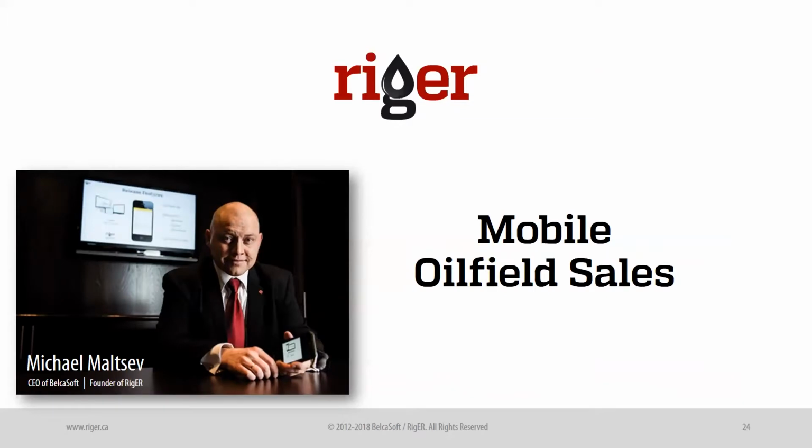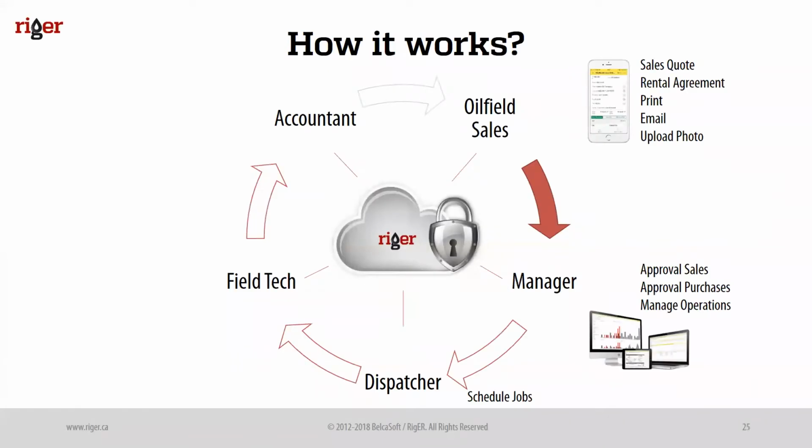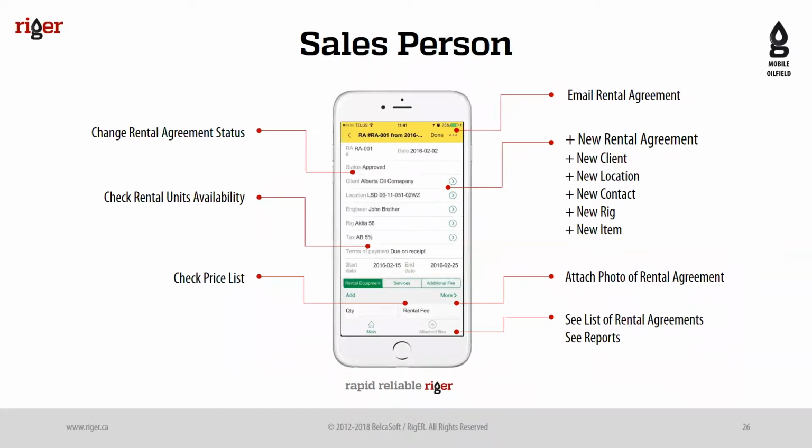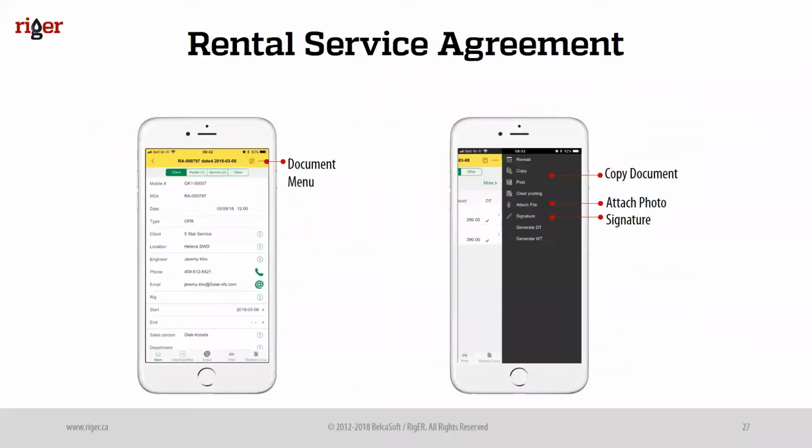Good, thank you, Gleb. And yeah, let's see an actual scenario of work. The first scenario which we'd like to present today will be a new oil field job, a new sale. And the salesperson can enter the new rental service agreement, enter new client, new location, new contact, new rig, new item, attach a photo of the rental agreement, or email the rental directly to a particular person or the contact.